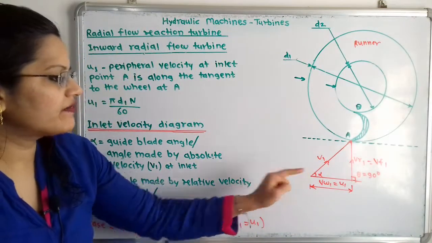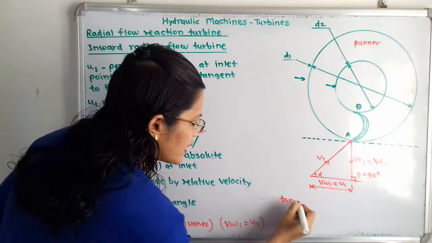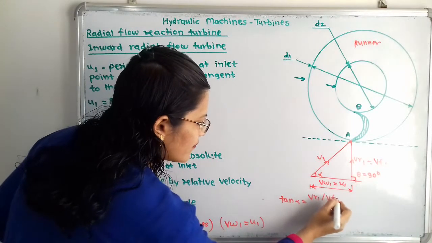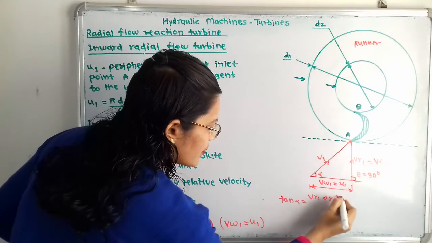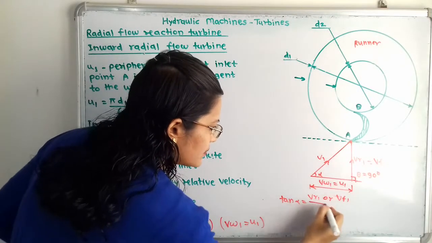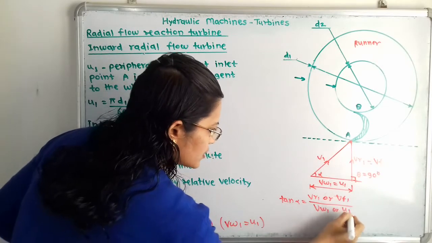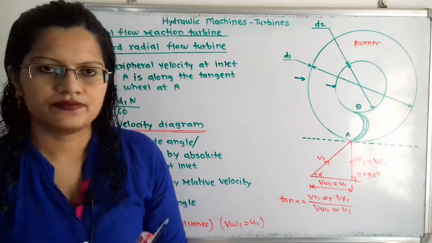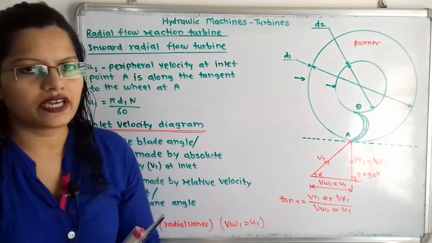So how we can define this tan alpha? So tan alpha is equal to, so we can take here VR1 or VF1, because both are the same, divided by VW1 or U1. So this is the value of tan alpha, and this is the structure of the inlet velocity diagram.